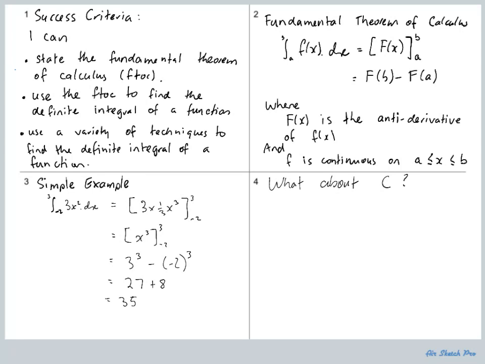What about C? You'll notice that when I anti-differentiated 3x squared, I didn't go 3x squared plus C. I just said 3x squared. I could have gone 3x squared plus 1 or 3x squared plus 2 or 3x squared minus 15, but I didn't. I just used the basic function where C is equal to 0. In other words, I'm not adding anything. The reason why is that it's unnecessary. Not that you can't, but it's unnecessary.